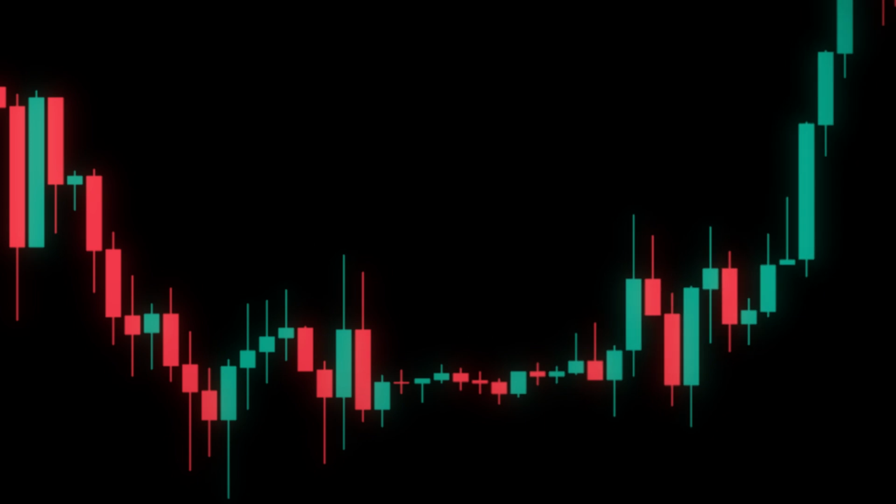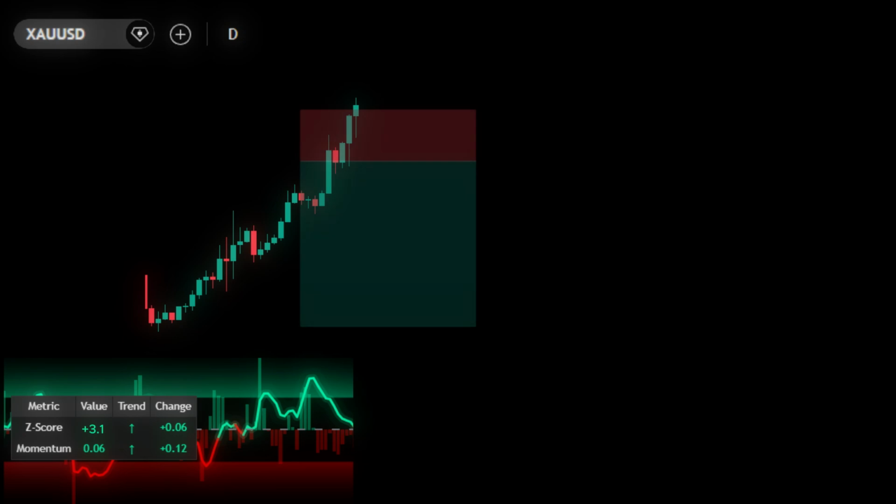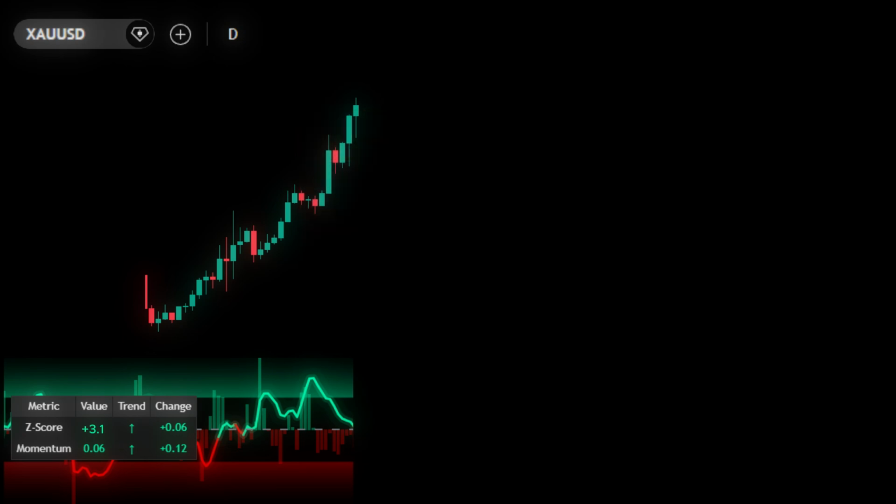Alright, so the strategy works in ranges, but what about trends? Every indicator has a weakness. Here's the Z-score on Gold, daily chart, early 2026. Z-score hits plus 2. You are thinking reversal, but gold does not care about your statistics. It keeps going. Plus 2.5, plus 2.8, plus 3.1. The Z-score stays extreme for weeks. If you short it at plus 2, you are underwater. This is the trend trap. In a powerful trend, price can stay statistically extreme far longer than your account can stay solvent.